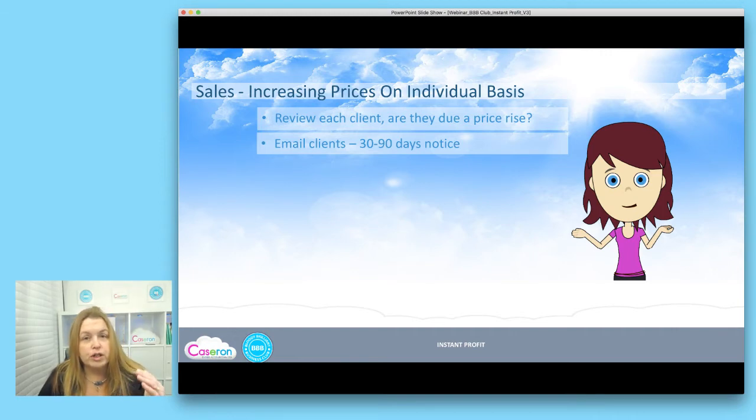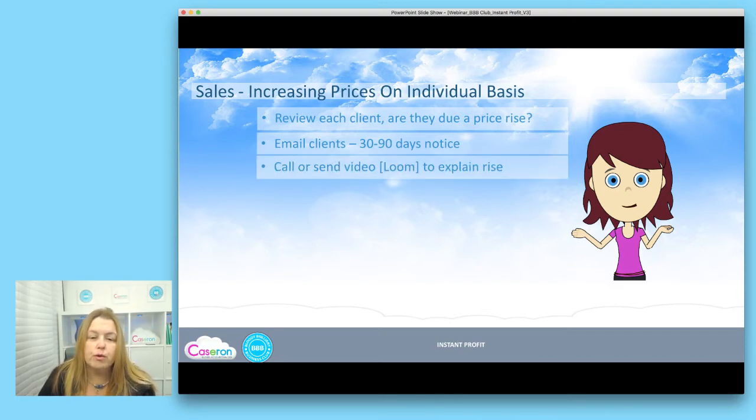Equally, when the volumes go down, you must provide an update to that, and you must reduce your prices as well. So it needs to be fair on both sides. Now you could call them or send a Loom video to explain the rise. So what we tend to do is we might email first and sort of preempt it and plant that seed in their mind. We try and give them at least 90 days notice.